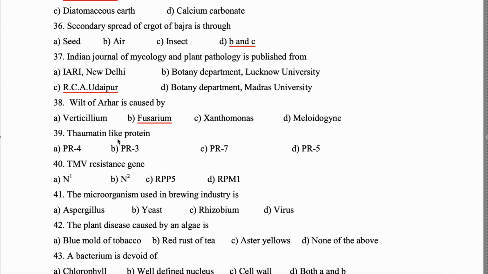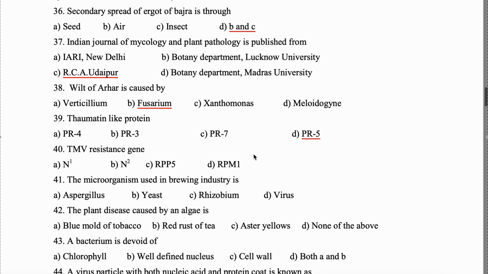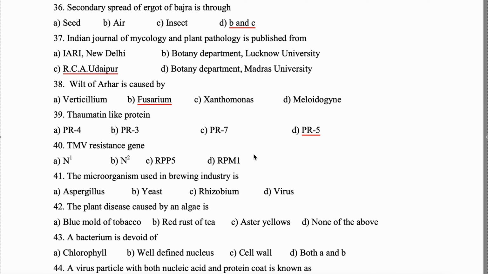Next, thaumatin-like protein. It is PR5. So we need to learn about all the 17 PR proteins. Yes, there are total 19 PR proteins available, but the last 2 are unknown. So we can study a total of 17 PR proteins, and each has its specific functions.